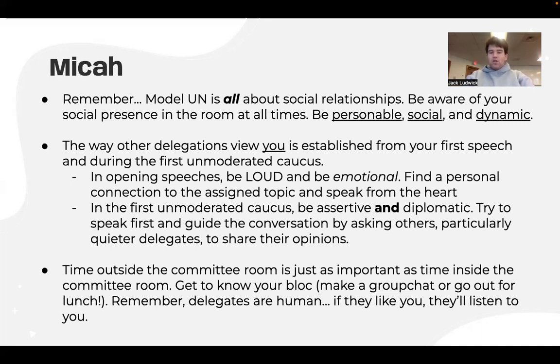Time outside of committee is just as important as time inside the committee room. Get to know your block, make group chats, or go out for lunch. Remember, delegates are humans too, and if they like you, they'll listen to you. I 100% agree with that last point. Get to know your fellow delegates outside of committee. The one thing that I definitely do not recommend doing, though, is talking about committee inside of the committee room.